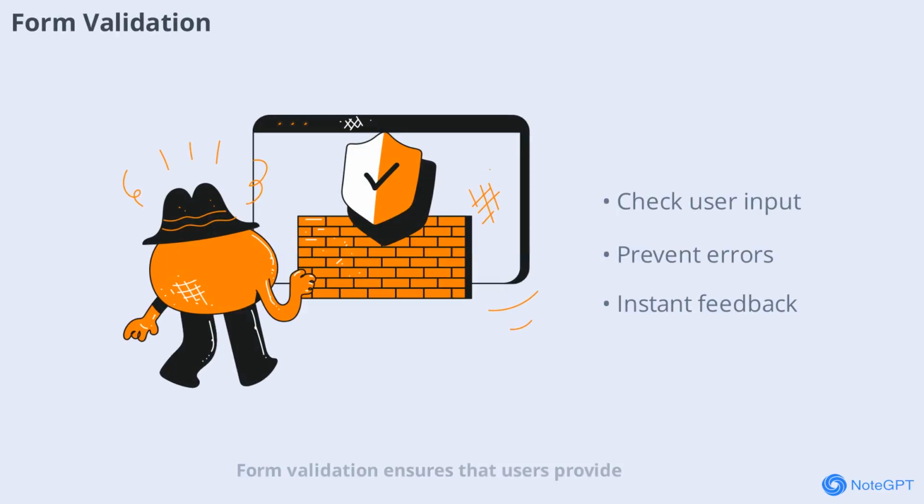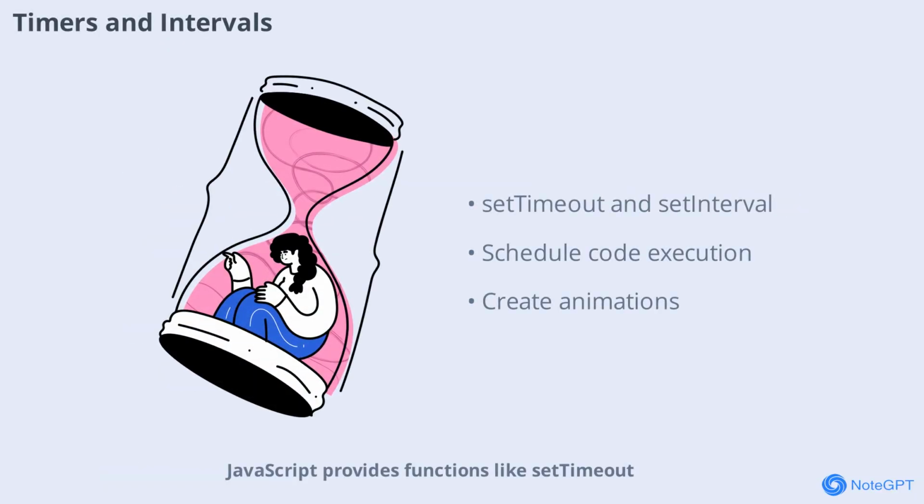Form validation ensures that users provide the correct information before submitting a form. JavaScript can check if fields are filled, if emails are valid, or if passwords meet certain criteria. This helps prevent errors and improves user experience. We'll look at how to use JavaScript to validate forms in real time, providing instant feedback and guiding users to complete forms correctly. JavaScript provides functions like setTimeout and setInterval to schedule code execution.